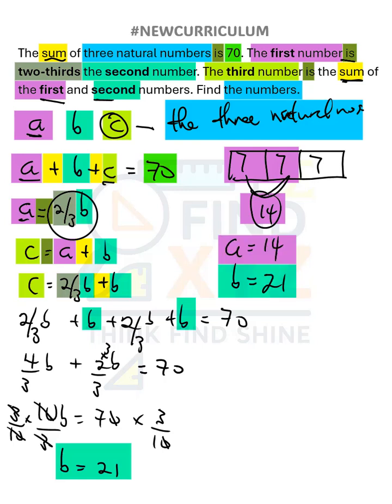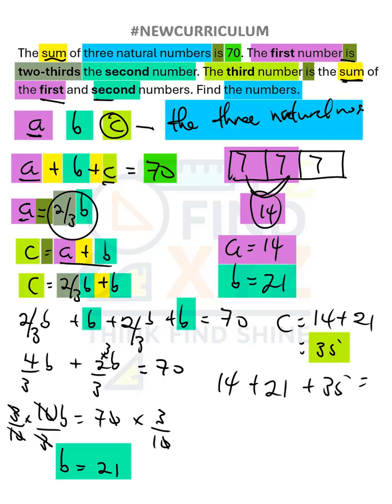And we are saying that for us to get C, we have to pick A plus B. And what is A? 14. So C is equal to A plus B, so 14 plus 21, and that will give us 35. So it means that when we pick 14 plus 21 plus 35, we are supposed to get 70, and that is true. So the numbers, which are all natural numbers obviously, are 14, 21, and 35.